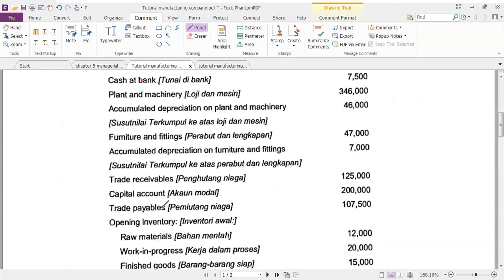Okay, it is the same thing. Account receivable and also trade payable.